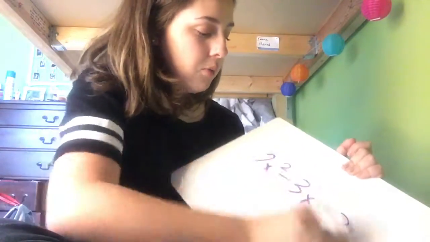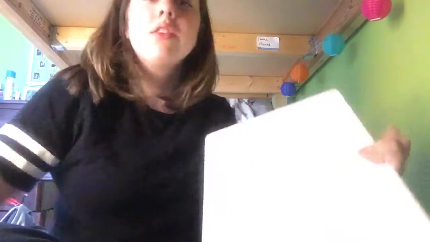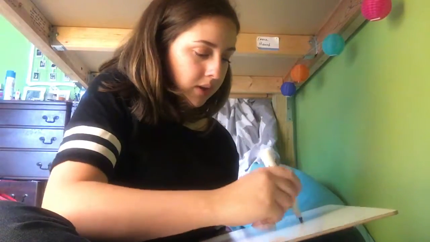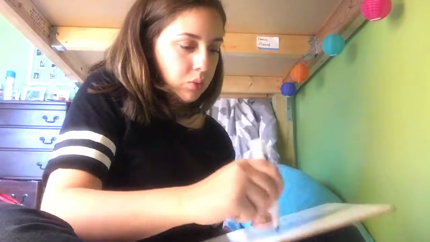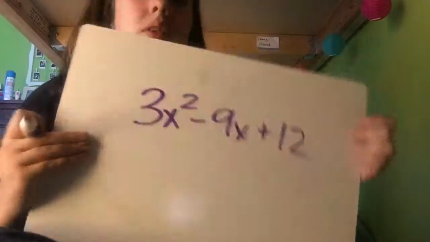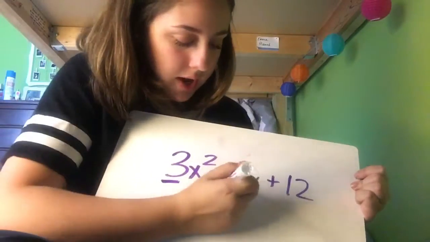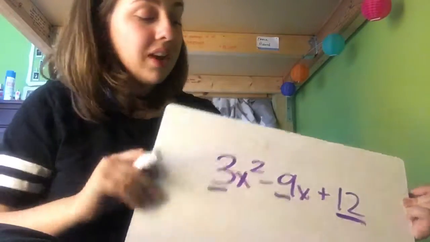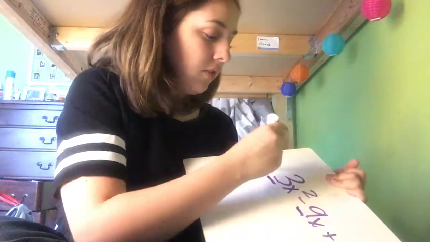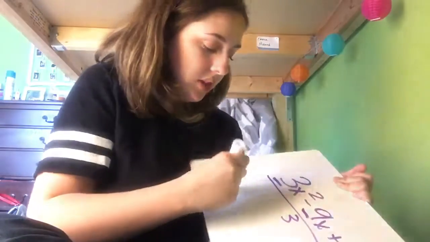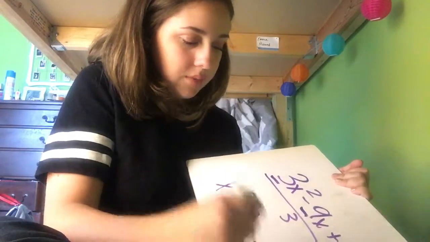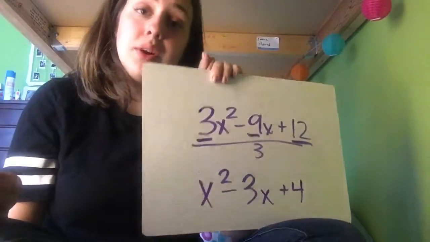This can also help when you're finding a GCF. So let's say you have an equation that's 3x squared minus 9x plus 12. All of your a, your b, and your c all have a GCF, a greatest common factor of 3. So if you divide all of that by 3, it's going to be x squared minus 3x plus 4, which is much easier to work with.